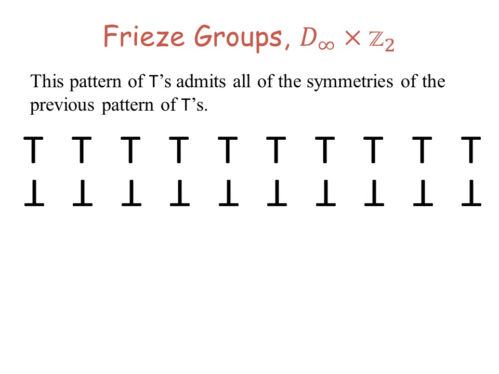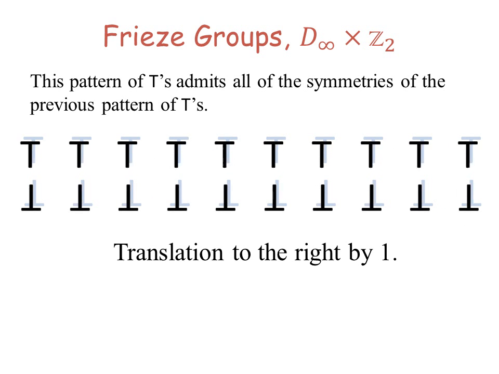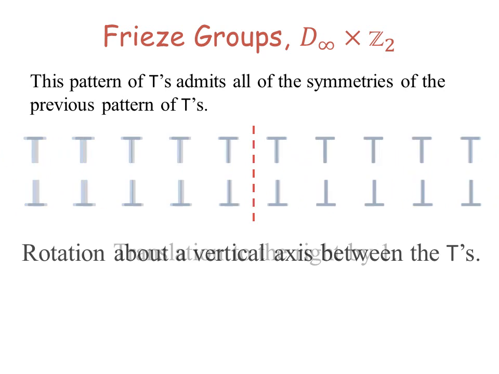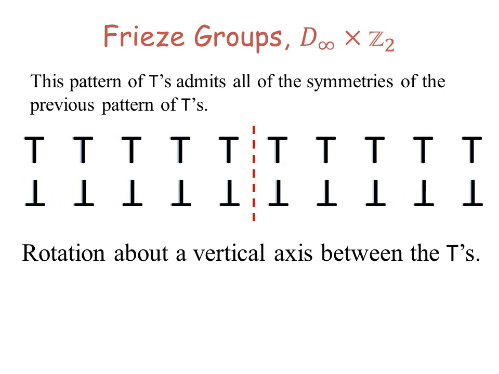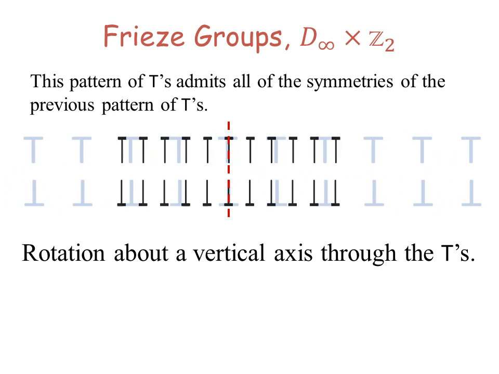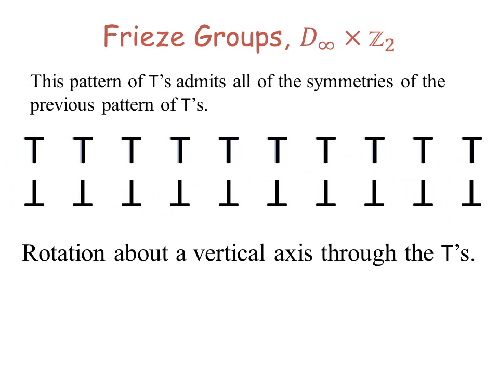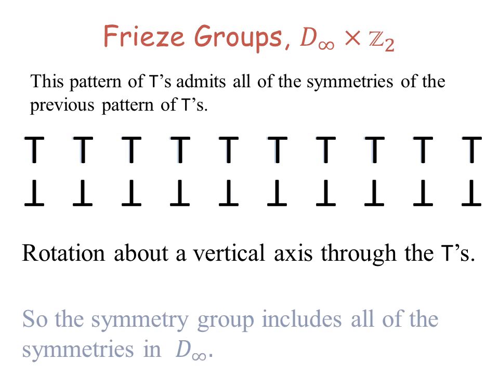This pattern of T's admits all of the symmetries of the previous pattern of T's. We can translate to the right by 1. We can rotate about a vertical axis halfway between 2 of the T's. We can rotate about a vertical axis through the middle of 1 of the T's. So, the symmetry group includes all of the symmetries in D sub infinity.